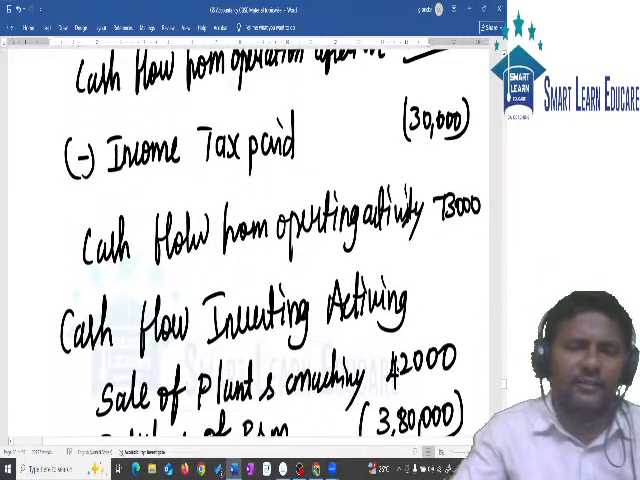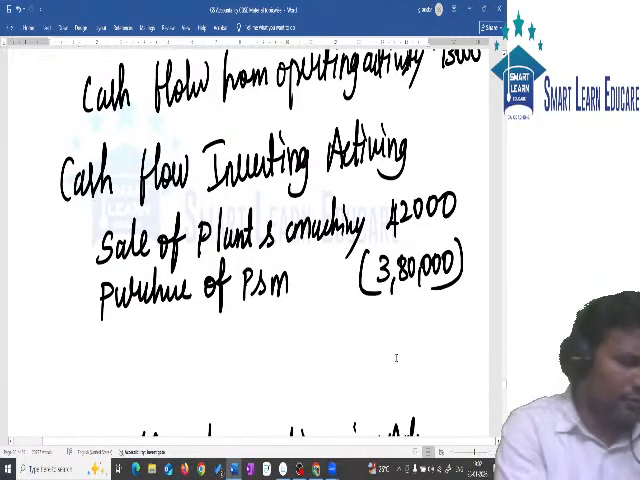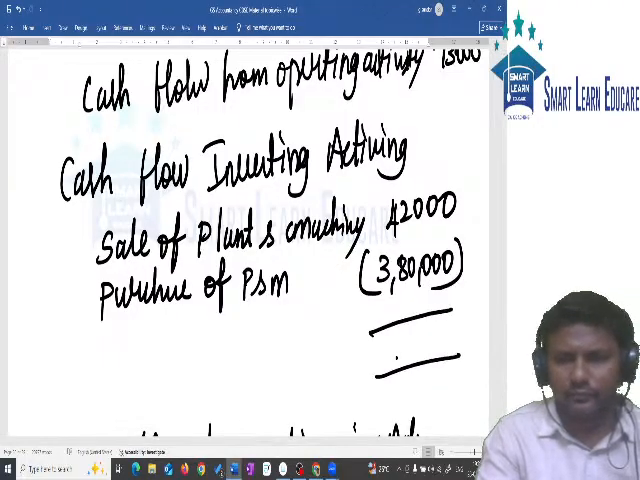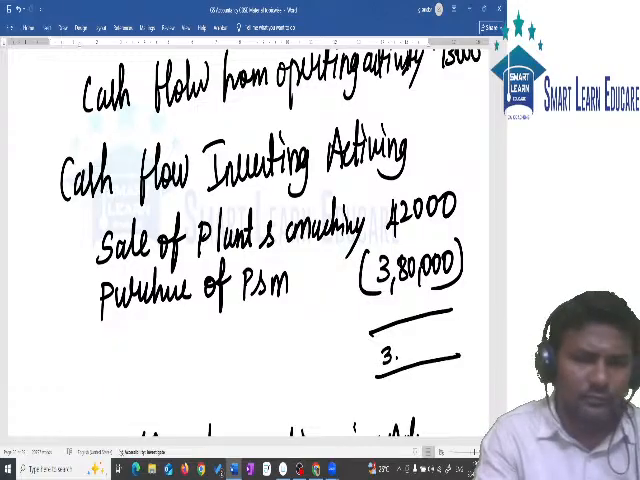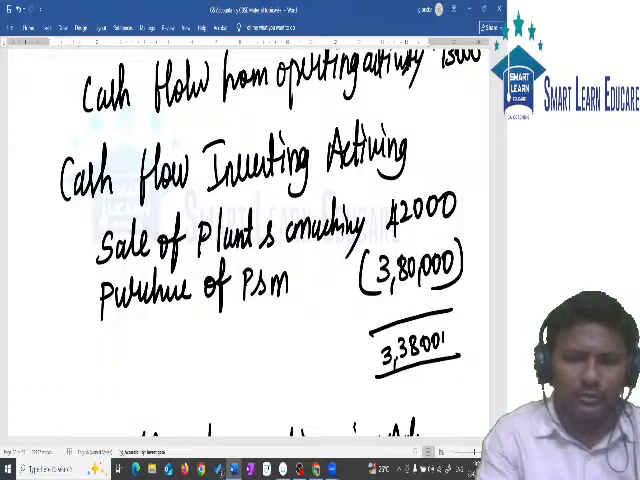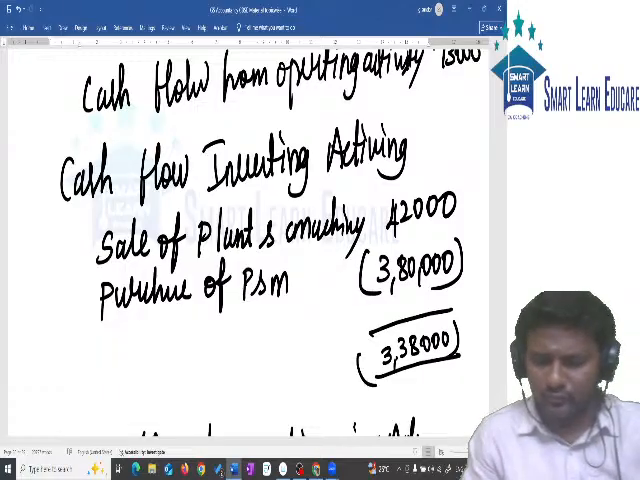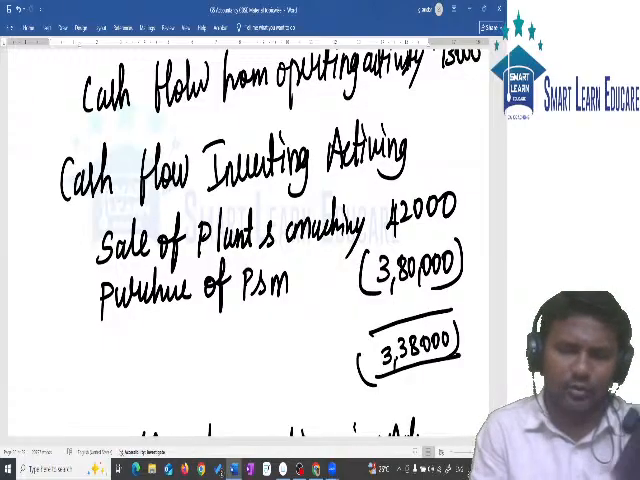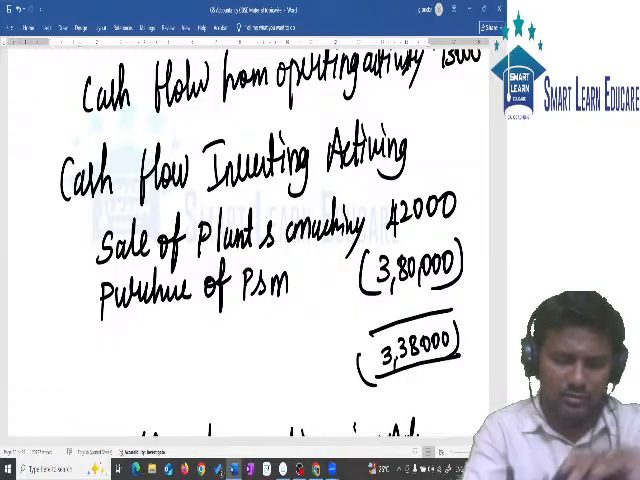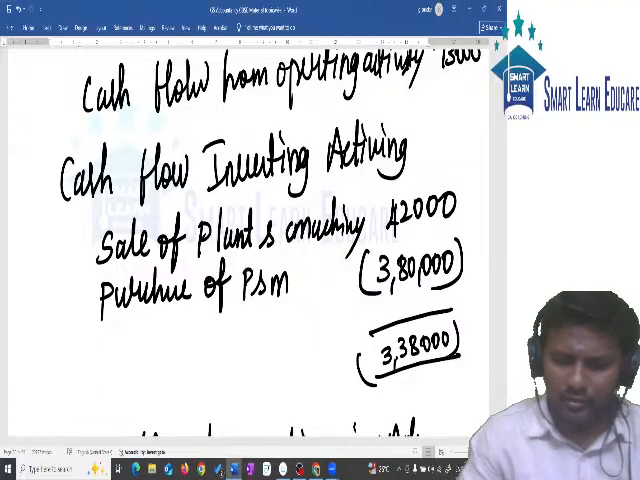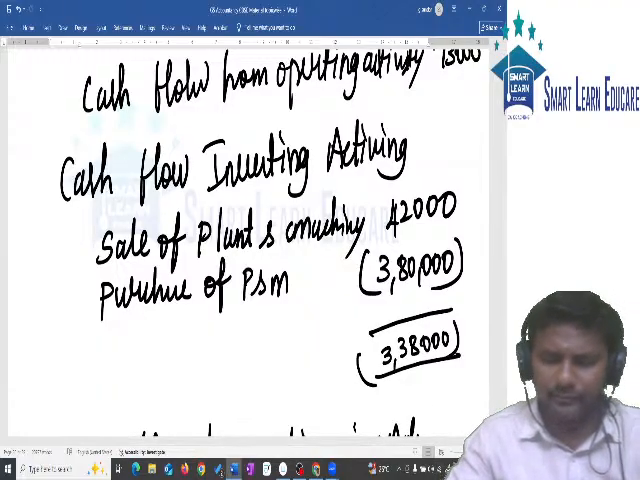Also investing activity: 42,000 inflow minus 3,80,000, netta 3,38,000. Inflow or outflow? 3,38,000 it is outflow, so write it within bracket.